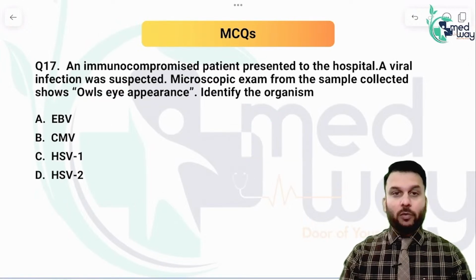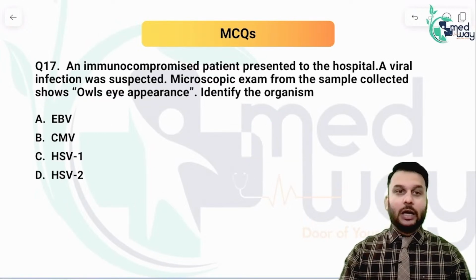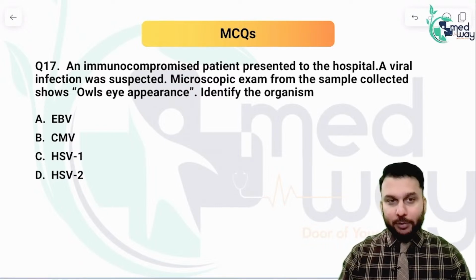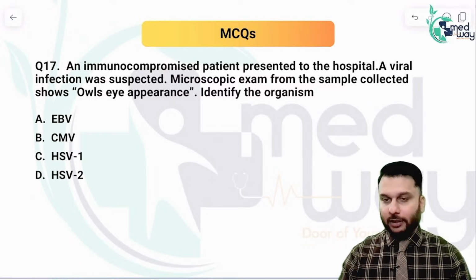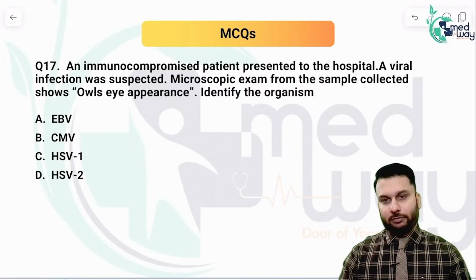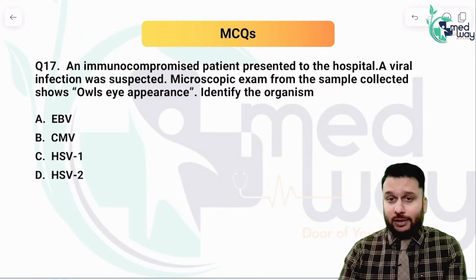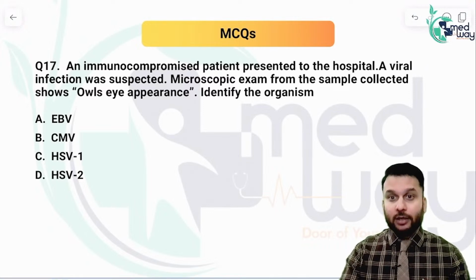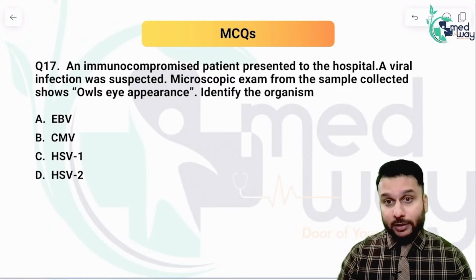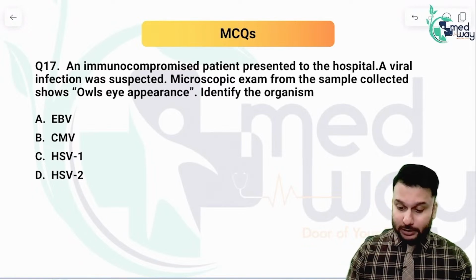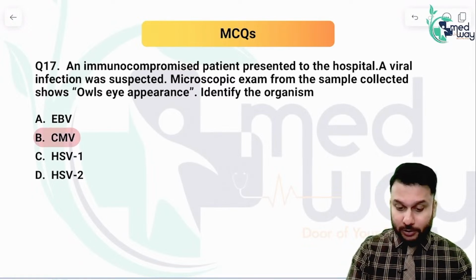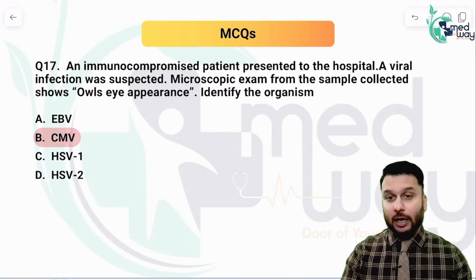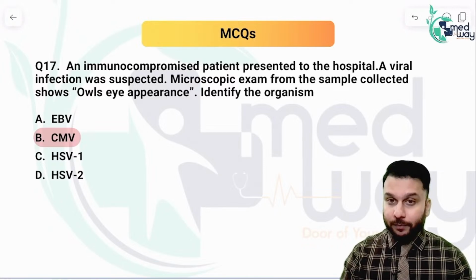Next one: an immunocompromised patient presented to the hospital. A viral infection was suspected. Microscopic examination of the sample collected shows an owl's eye appearance. Identify the organism. Probably the image was given or not given, either way, I believe even in the middle of the night, if I wake you up and ask you about owl's eye, you will open your eyes like an owl and say CMV. Okay, so this is the correct answer.